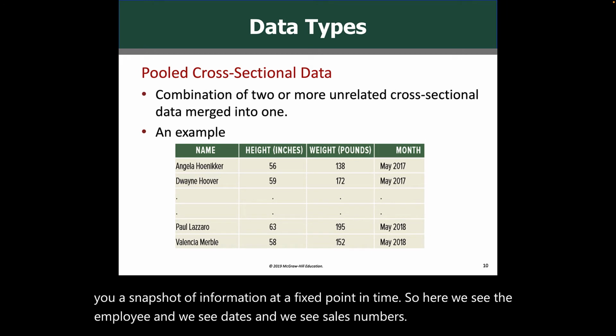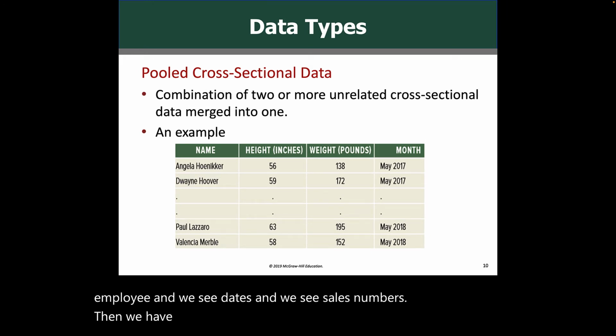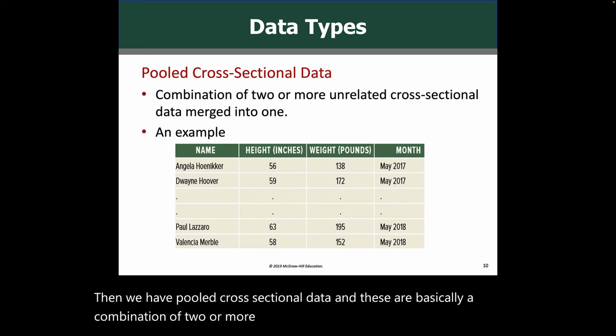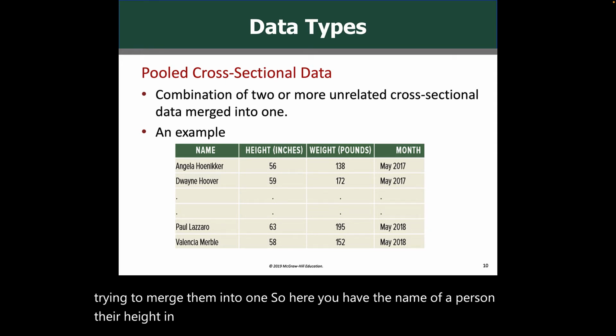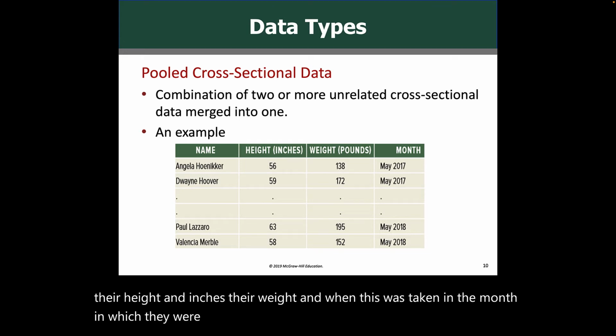Then we have pooled cross-sectional data. And these are basically a combination of two or more unrelated cross-sectional data sets, and you're trying to merge them into one. So here you have the name of a person, their height in inches, their weight, and the month in which they were weighed and measured.